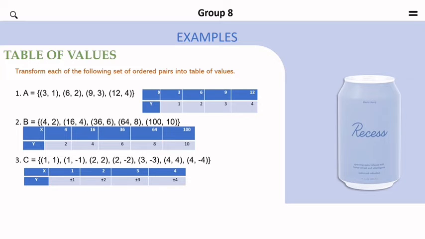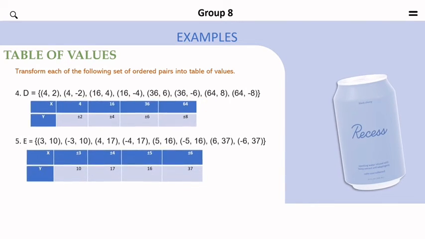Number 2. The x is 4, 16, 36, 64, and 100, while the y is 2, 4, 6, 8, and 10. Number 3. The x is 1, 2, 3, and 4, while the y is positive negative 1, positive negative 2, positive negative 3, positive negative 4.